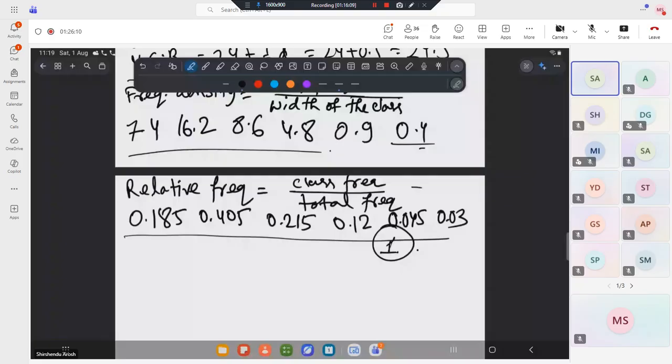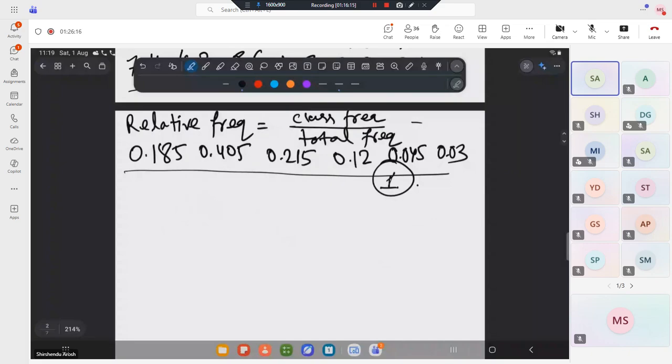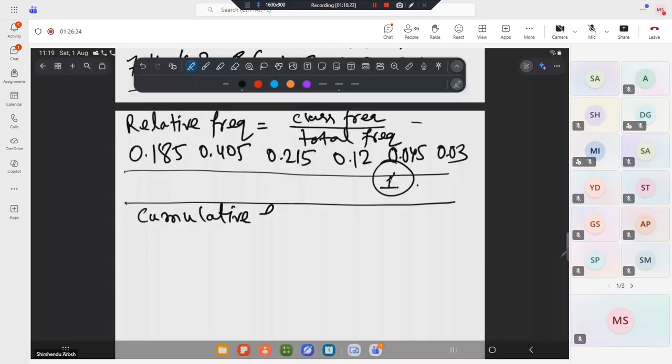Next. Now with this concept, let's come to another concept, something called the cumulative frequency. So cumulative frequency means, if I keep on adding the frequencies, how it looks. So cumulative frequencies are again of two types. One is called the less than type, and one is called the greater than type.